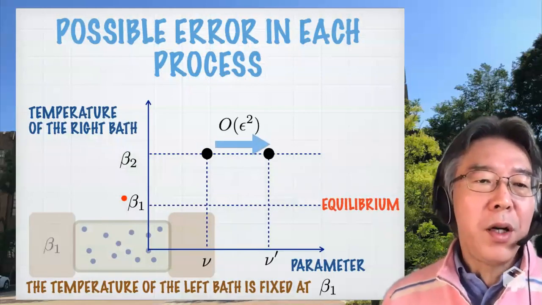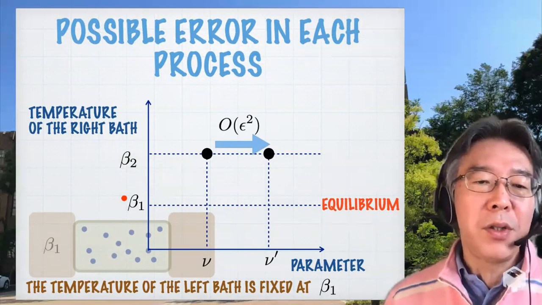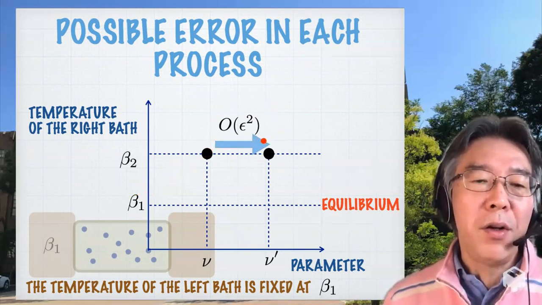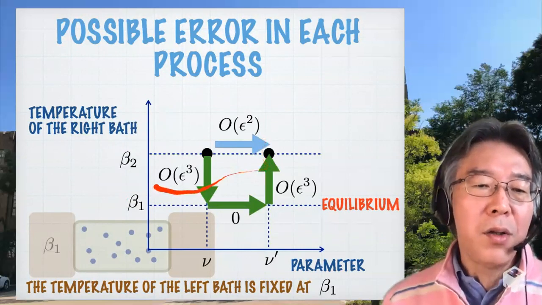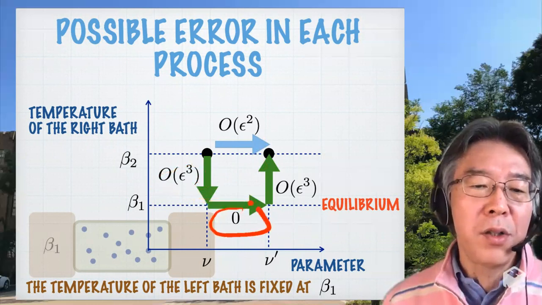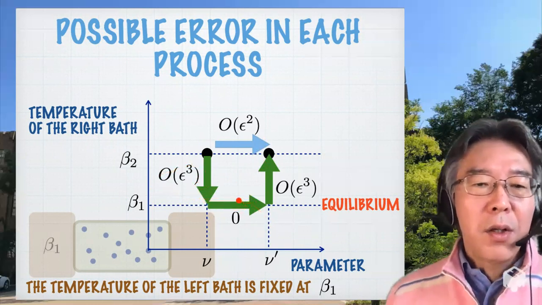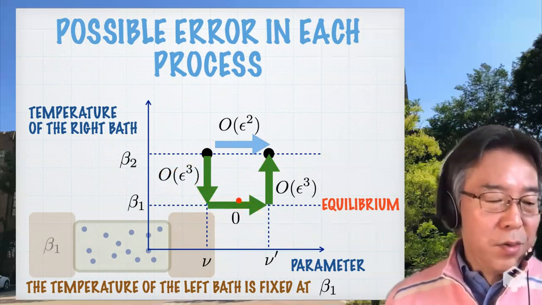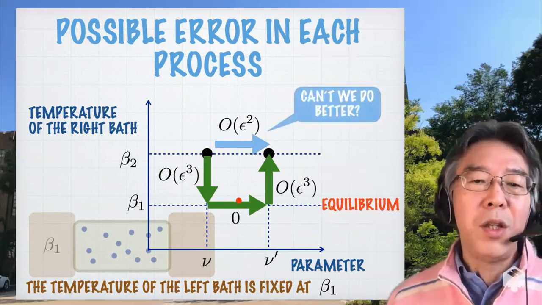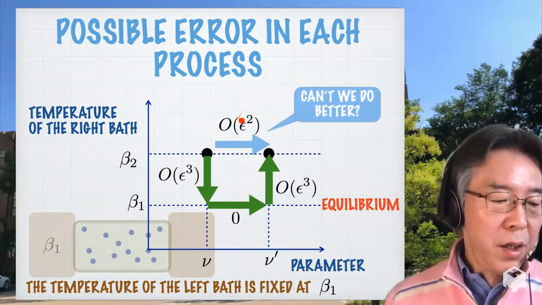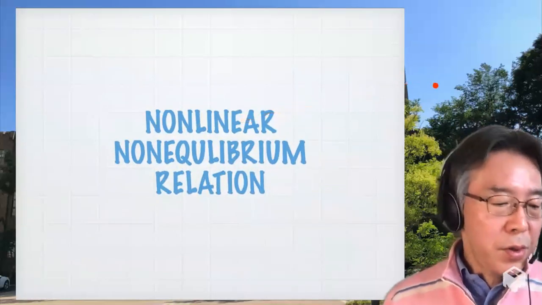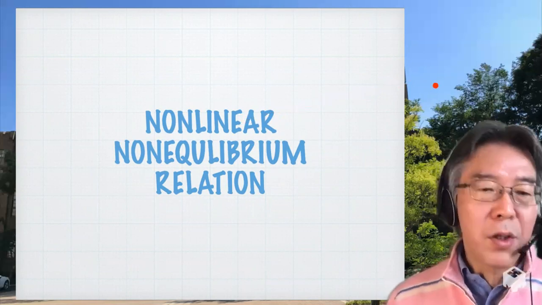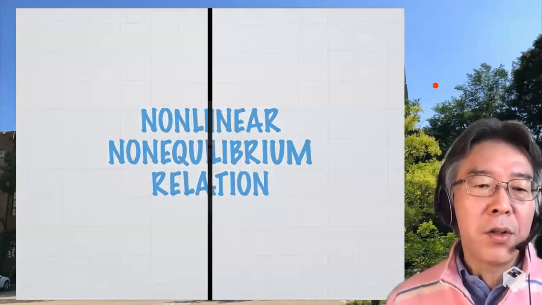So to summarize, possible errors in each process: if you go directly, that error is possibly order epsilon squared. But if you go in this way, the error is smaller here, and the error is 0 here. Okay. So this is a bit weird. So you of course ask, can't we do better here? And yes, we can. So we are coming almost to the final part. So I'm going to talk about a new nonlinear non-equilibrium relation.